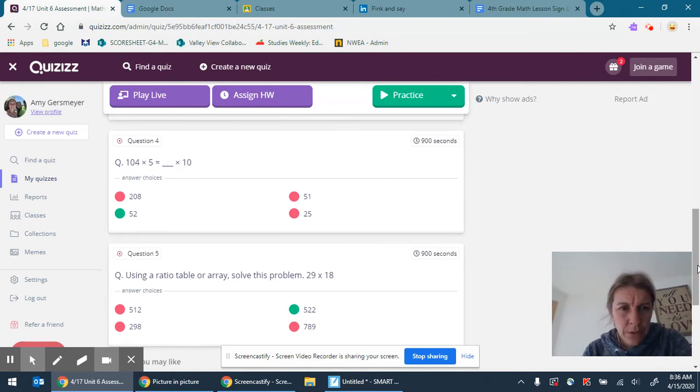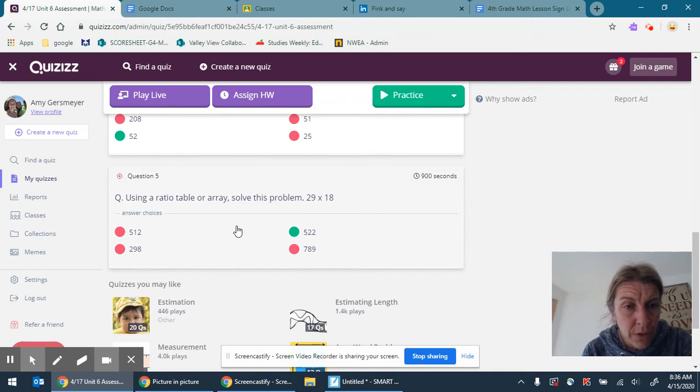Question 4, 104 times 5 equals what times 10? Well, let's just look at this. It appears we want to make an equation over here that's equal to this one. And it looks like they doubled the 5 here. So all we have to do is have the 104. So what's half of 104? The answer is 52. That's all you needed to do for that one.